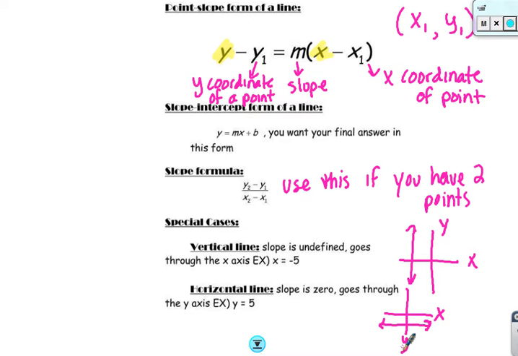And a really easy way to remember these special cases is if you use this acronym VUX HOY. It stands for vertical, undefined, x, VUX, horizontal, 0, y, for your equation. So if you remember that, you should remember your vertical and horizontal lines.